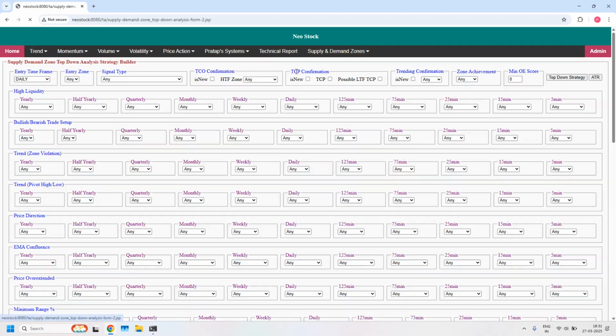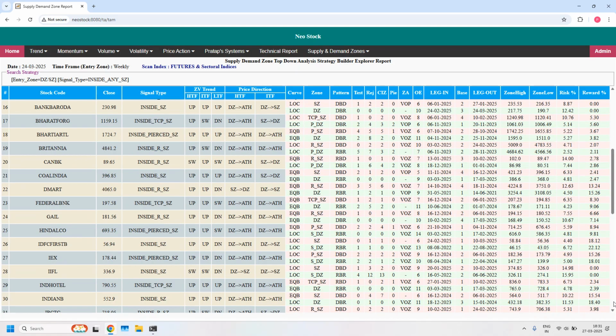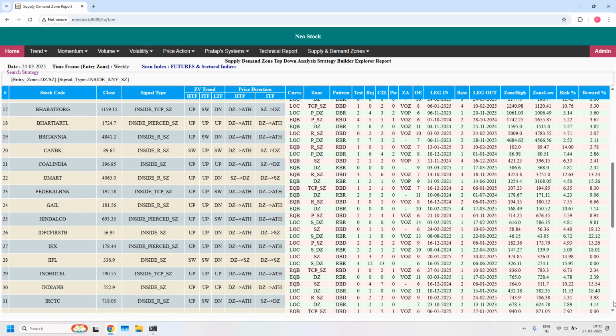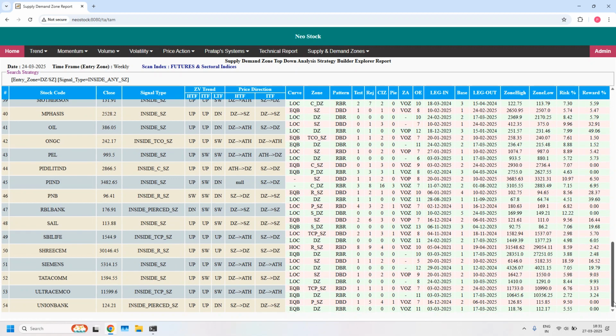Okay, next, weekly time frame. Price closed inside the weekly supply zone. First 16 stocks in the list. I am scrolling the list down. So total 54 stocks are filtered. We can further filter this list based on weekly supply zones having weekly EMA confluence. Let's filter.